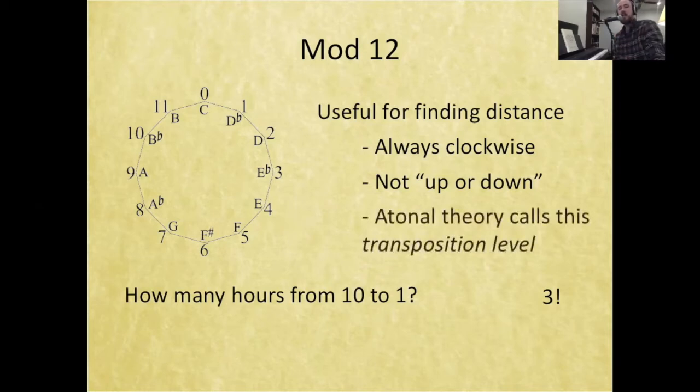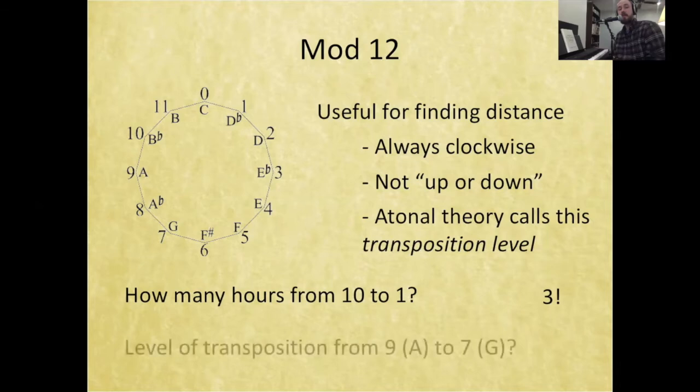So if we start to get real fancy with this, in the theory of atonal music, you sometimes hear this called the transposition level. So the transposition level between 10, which is B flat, and 1, which is D flat, we would say is a transposition level of 3.